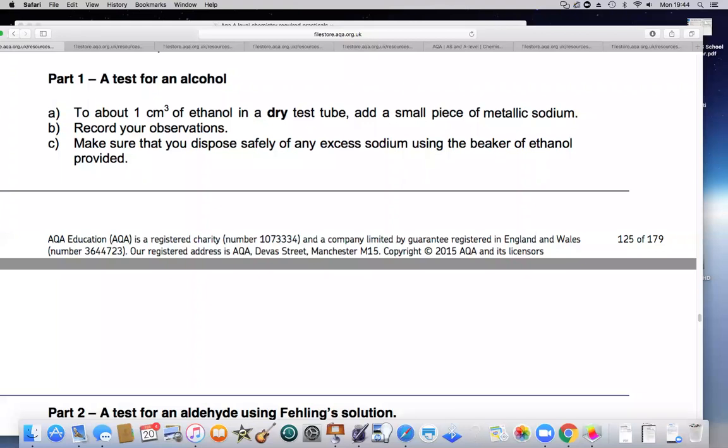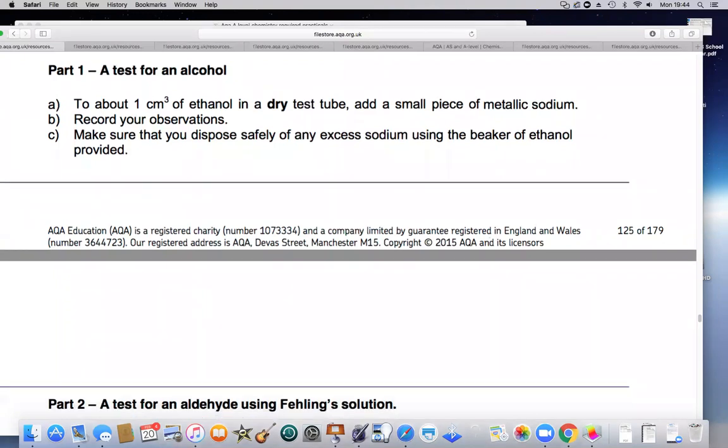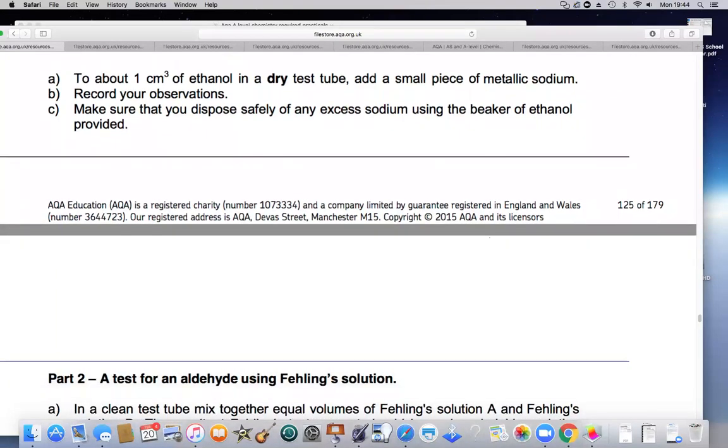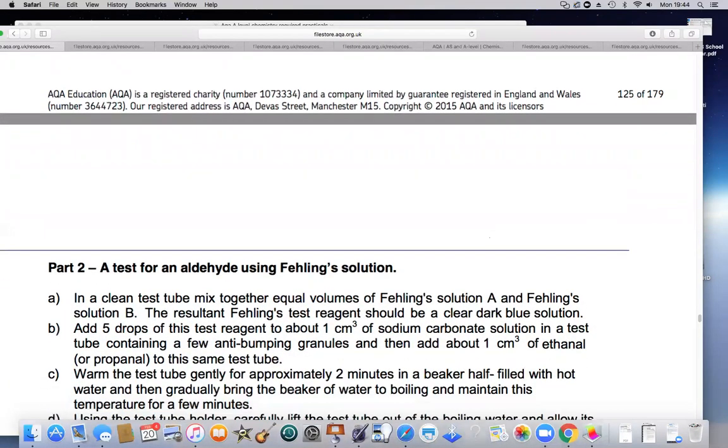If your alcohol is primary or secondary, you can oxidize it with acidified potassium dichromate, which will change colour from orange to green for a primary or a secondary alcohol. So that's how you could differentiate between them. They are summarised on my website, so you can have a look there.